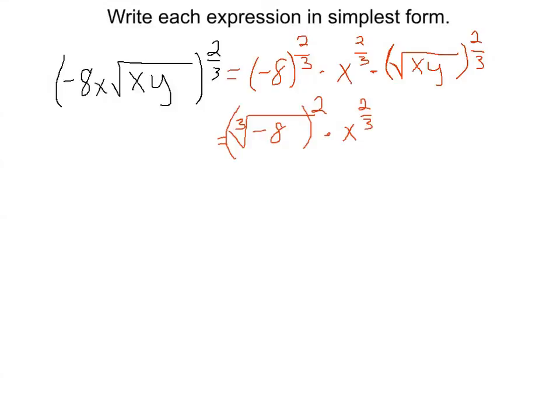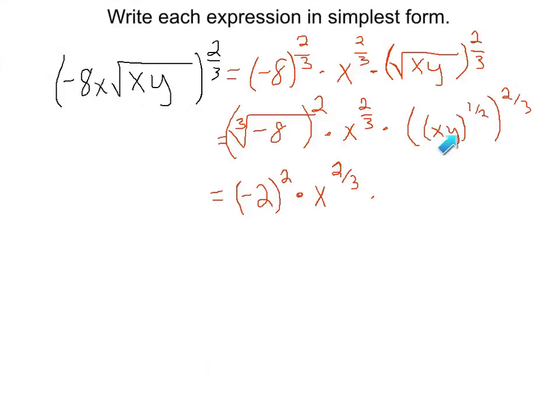And now I don't like to have a radical and a rational exponent. So I'm going to switch that radical to a rational exponent itself. So that's x times y in parentheses to the power of 1/2. So that's the square root of xy. And then I'm going to raise that to the power of 2/3. And now I can go ahead and simplify it a little bit further. Well, the cube root of negative 8 is negative 2, so I have a negative 2 squared times x to the power of 2/3 times, and now remember when I have a term with an exponent raised to another power, I need to multiply the exponents together. So I'm going to have 1/2 times 2/3, which is going to give me xy to the power of 1/2 times 2/3 is 2/6.